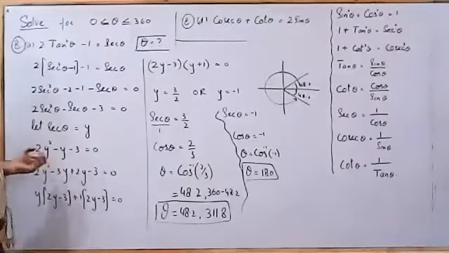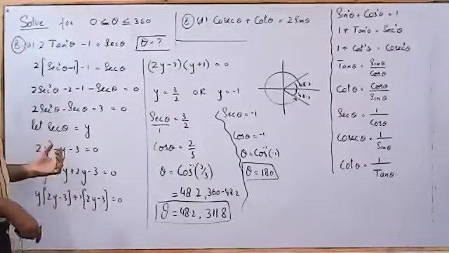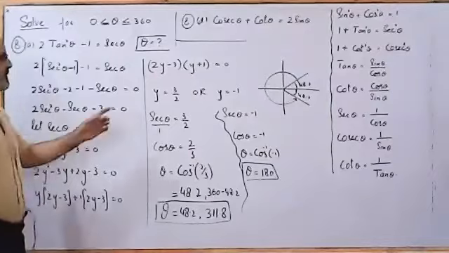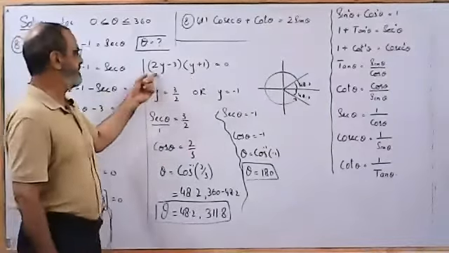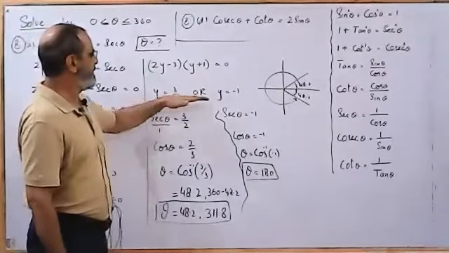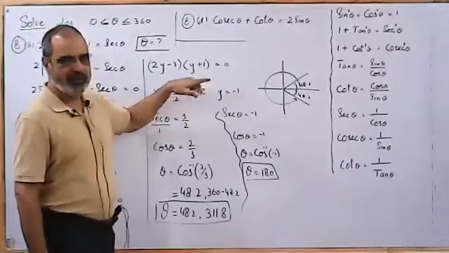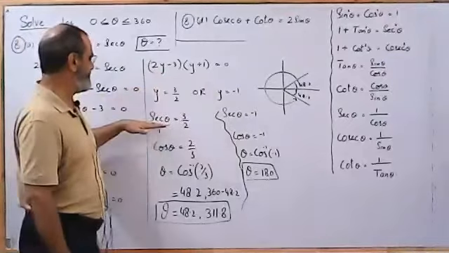We are familiar with this type of equation while factorizing. Otherwise, I can factorize it as well. Instead of y, I can factorize secant square and secant as well. So I have factorized it. After factorizing, I got these two factors. Values of y are 3 by 2 and y is equal to -1. Then I replaced y with secant again.